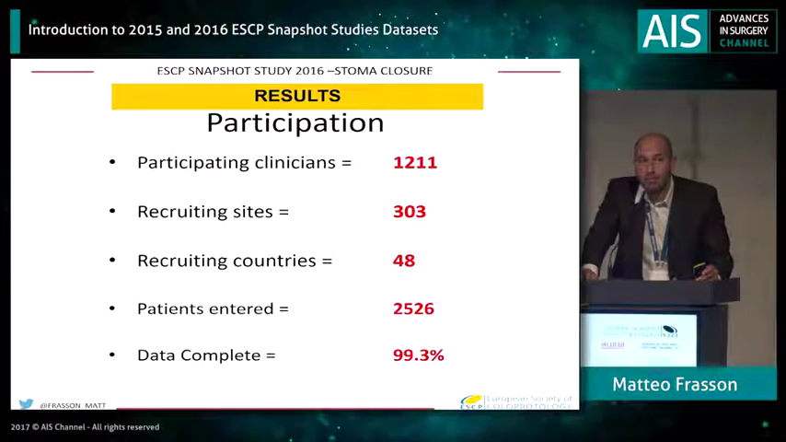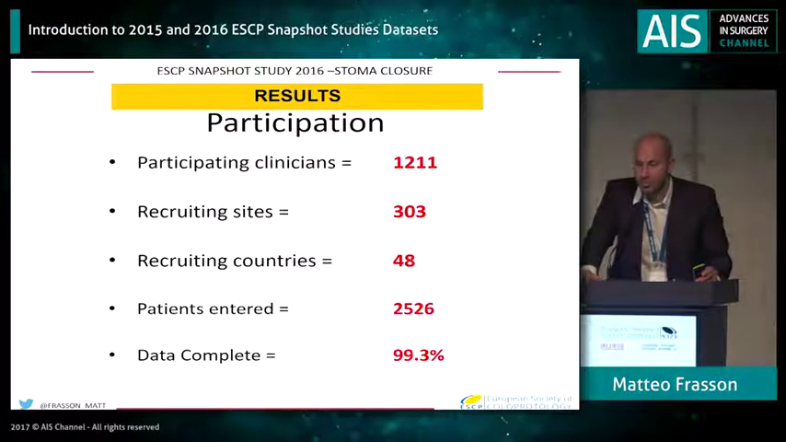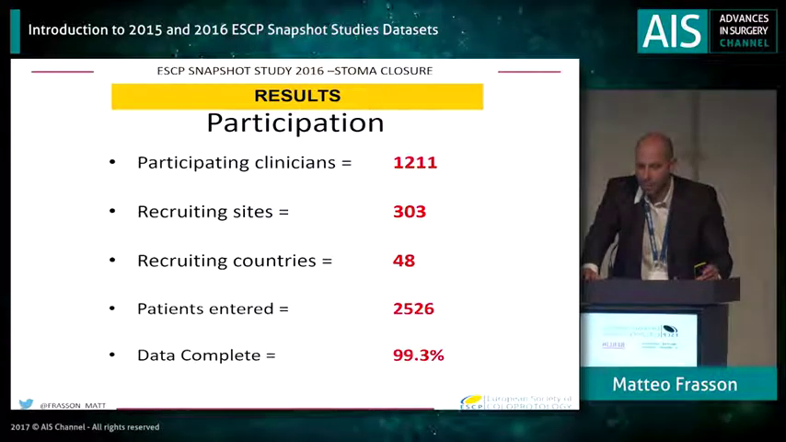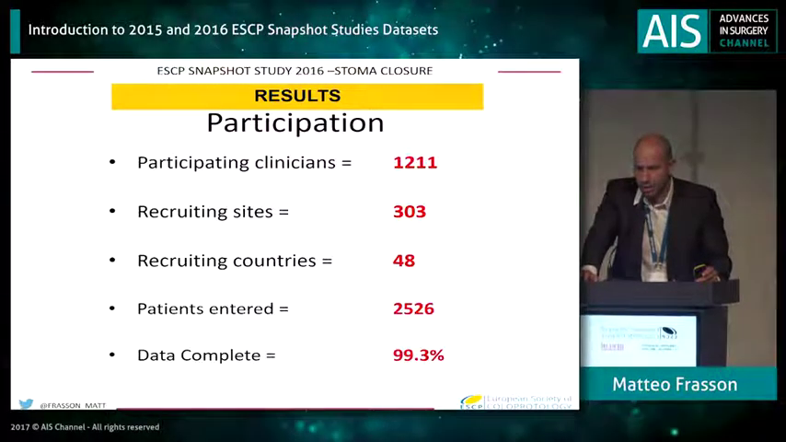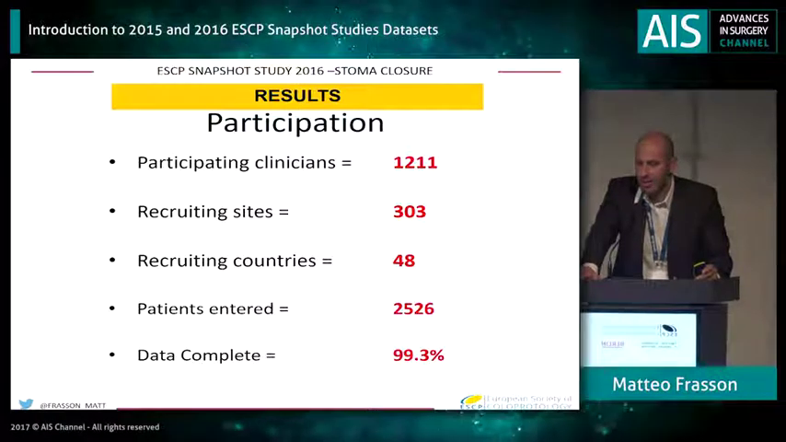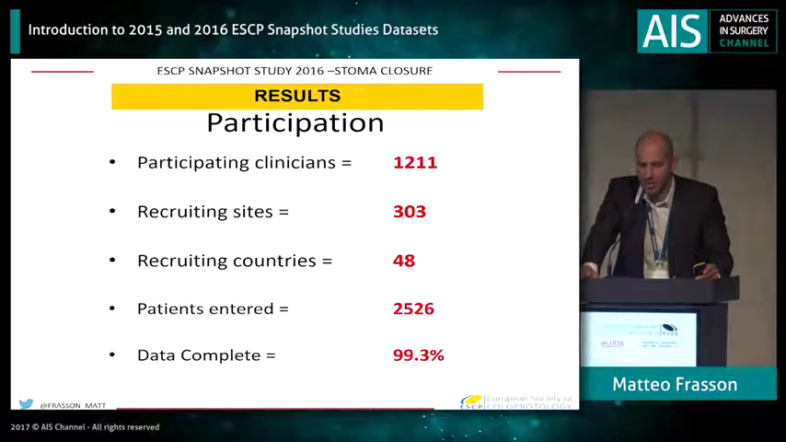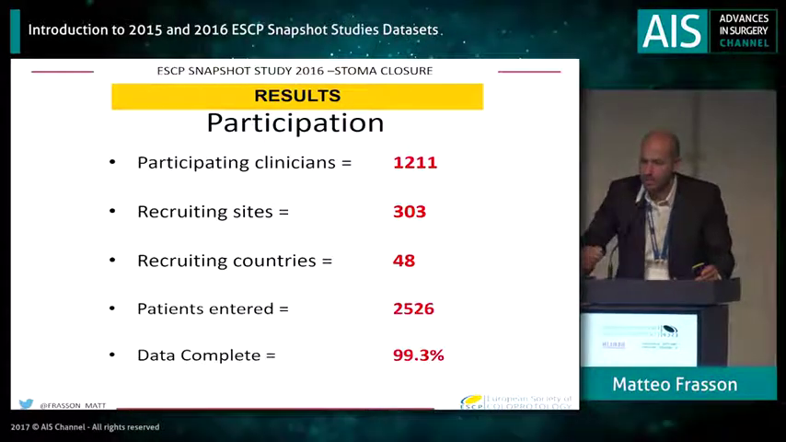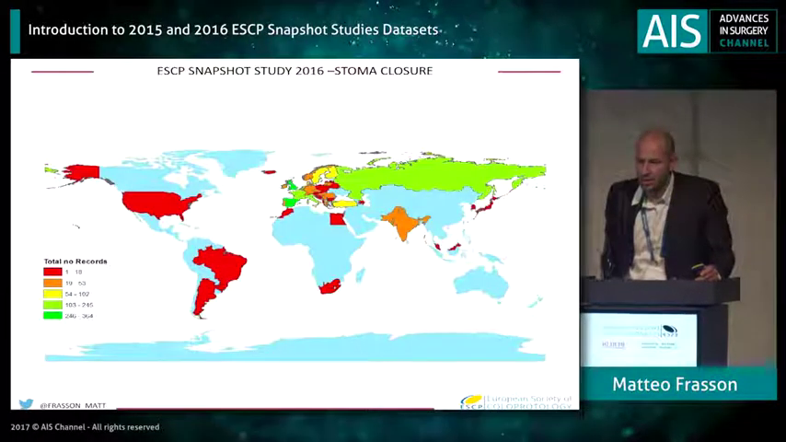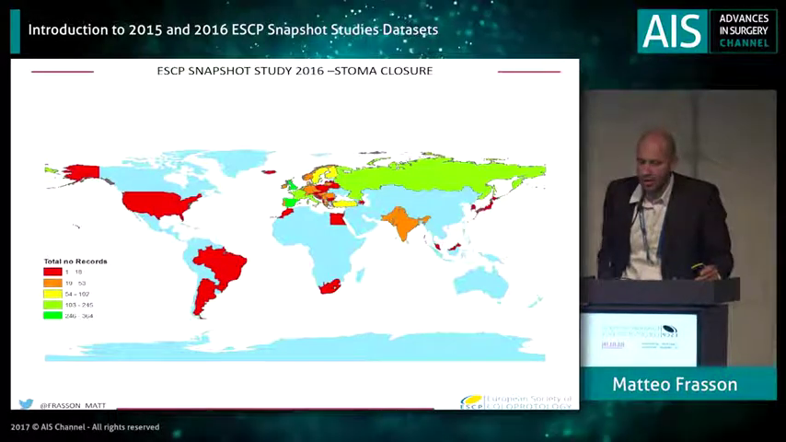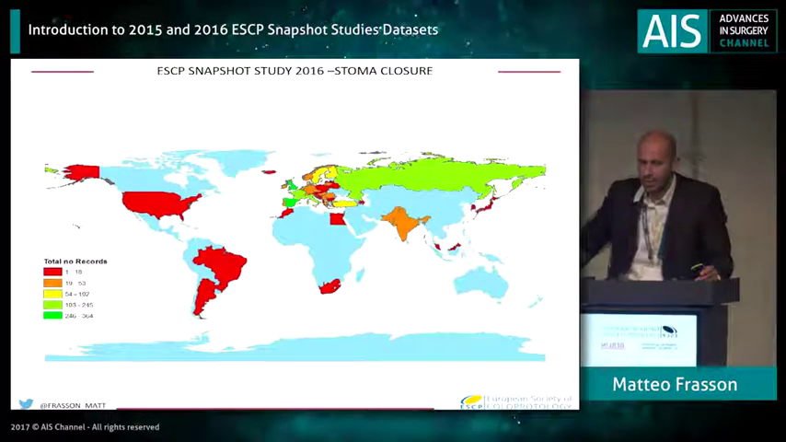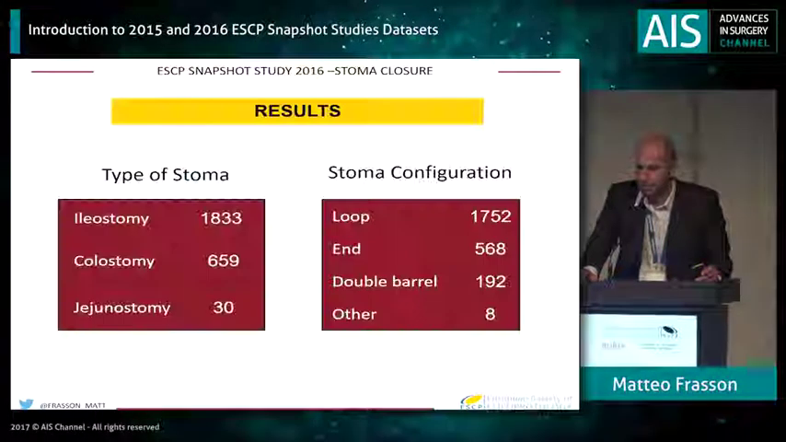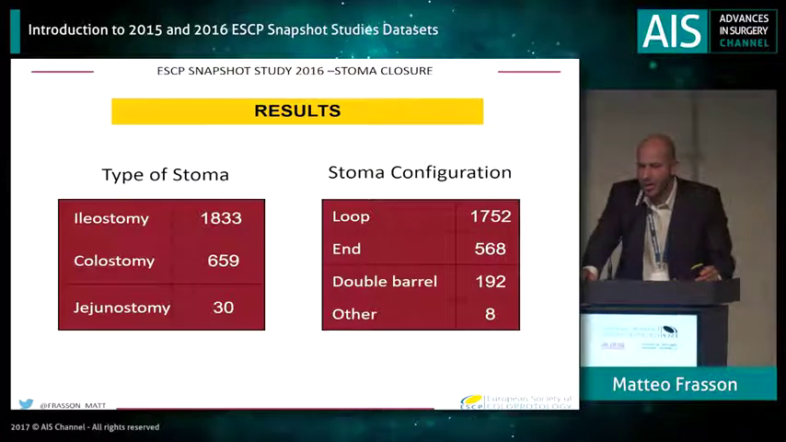The participation improved. It was already incredible in the first snapshot, and it was better in the second. More than 1,200 participating surgeons, 300 centers in 48 countries, and 2,500 patients entered. As you can see, it's not a Europe map anymore. It's a world map. We have patients from outside Europe, introducing a lot of patients. And these are some of the results.